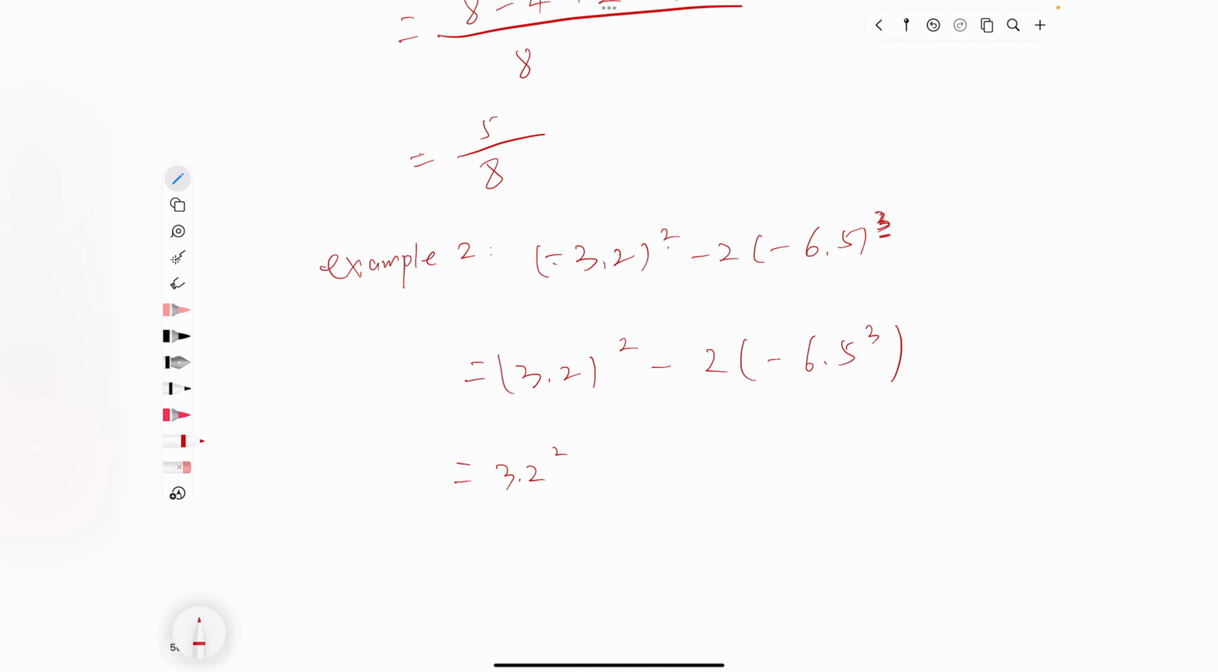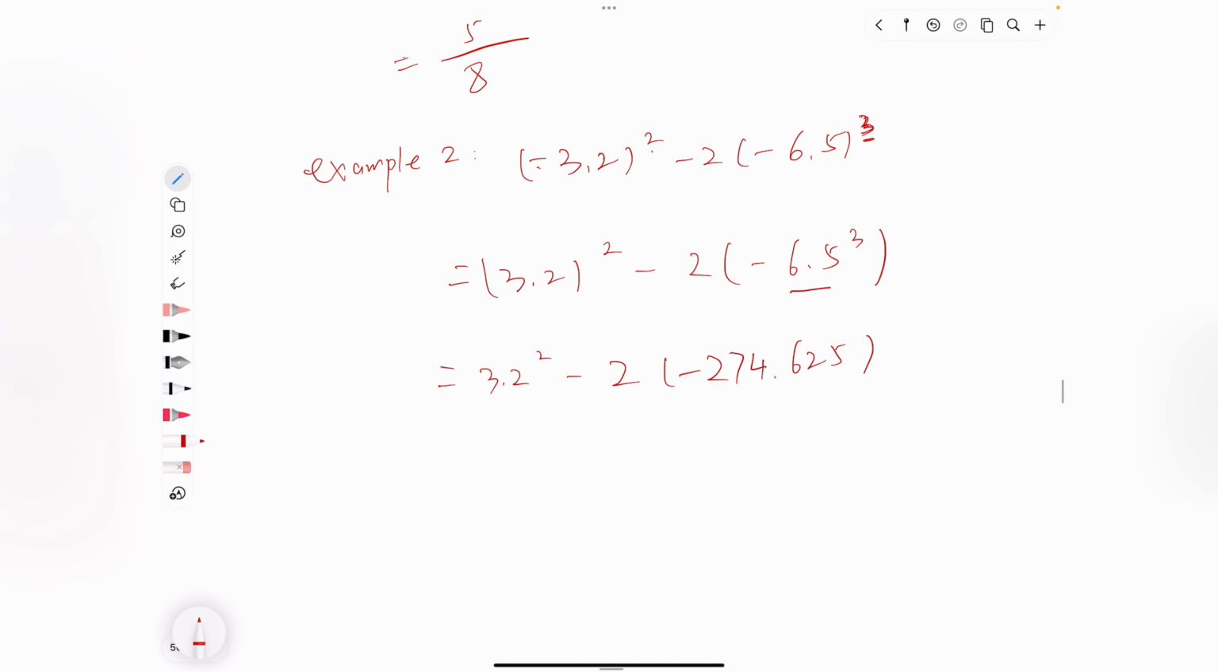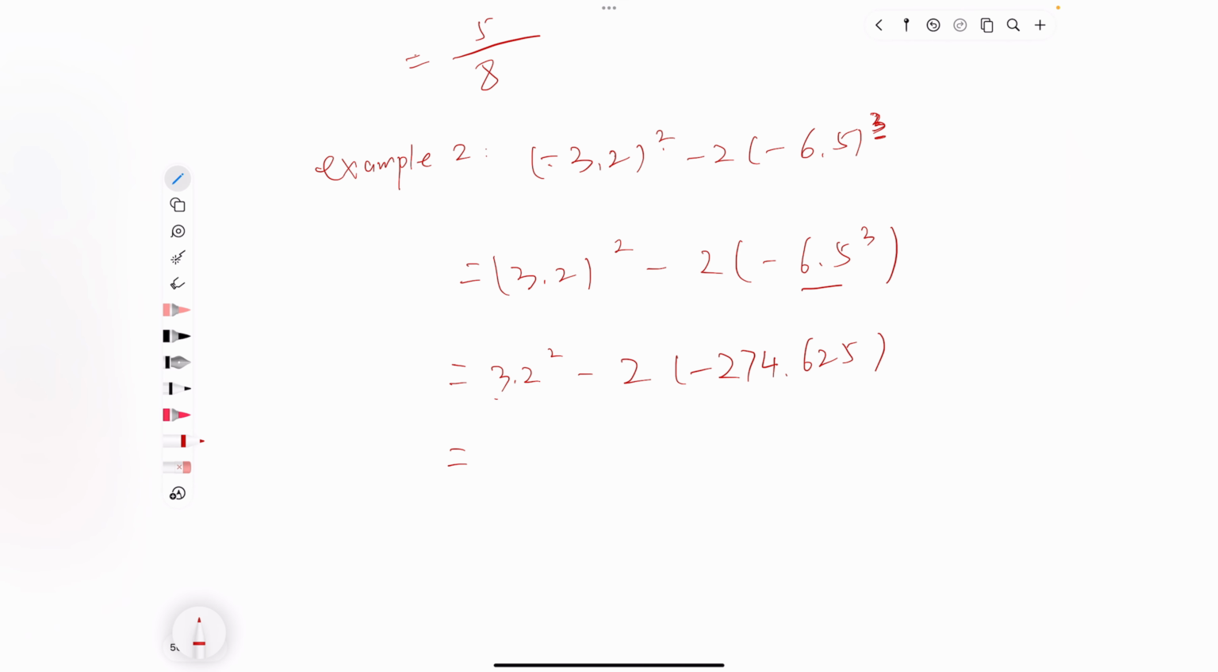So we have 3.2 square minus 2 times negative 6.5 cube. That will give us 274.625. Then we will have 3.2 squared is 10.25 minus. So we have minus minus that will give us plus here. 2 times 274.625, that will give us 549.25.